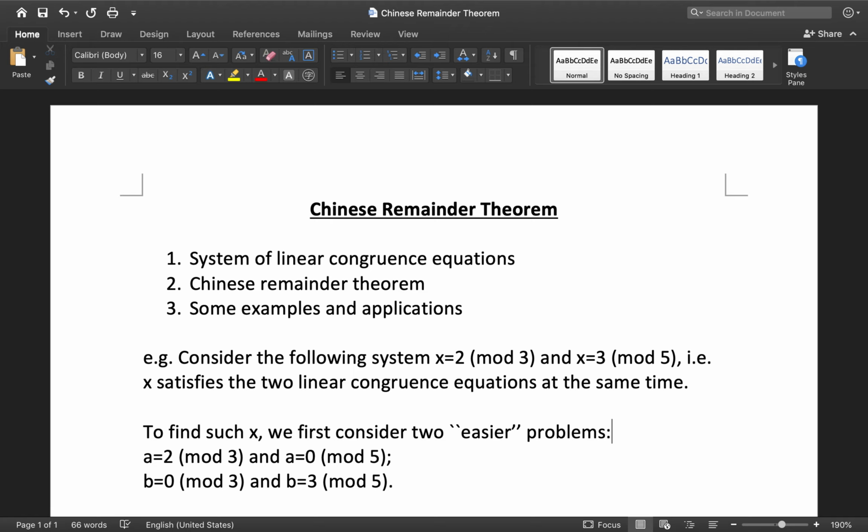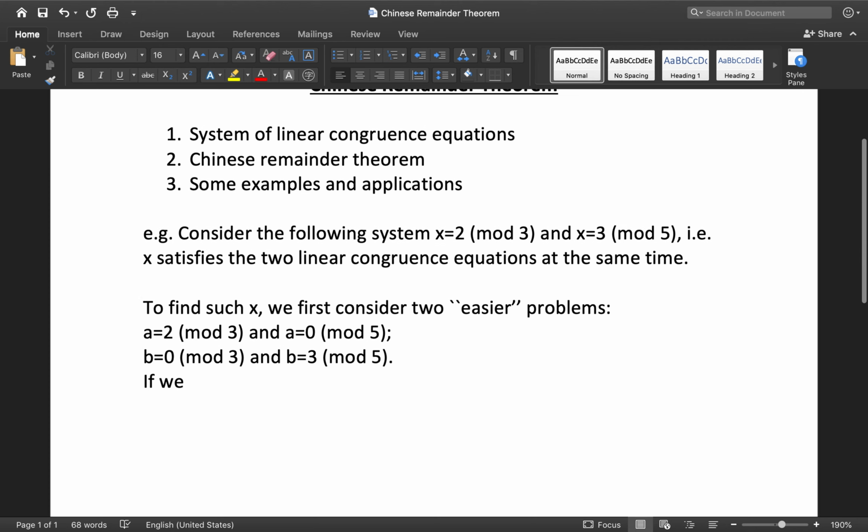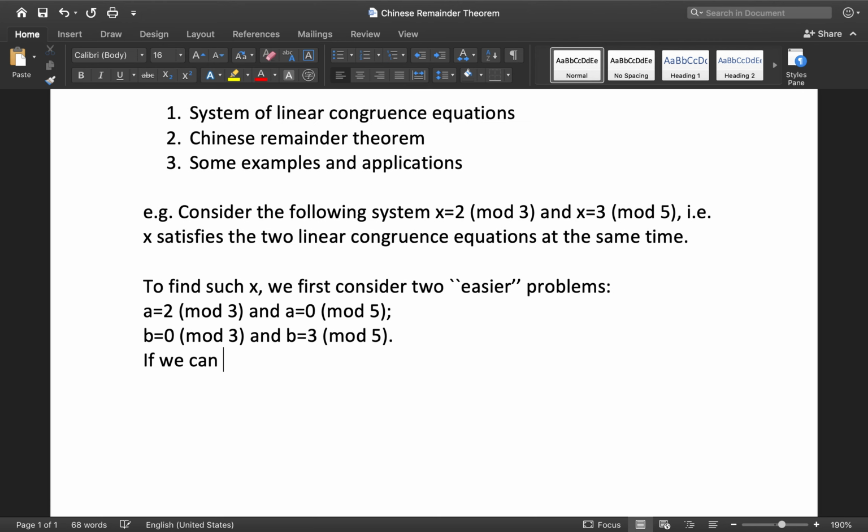Okay. Now, why do we have to solve A and B? The reason is very easy. If we can, let me just go down a little bit. If we can solve A and B, then actually we can take x just equal to A plus B.